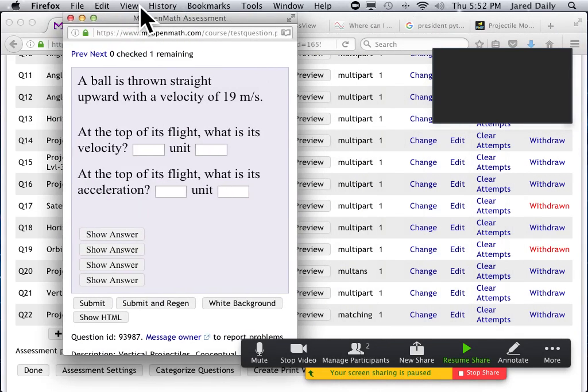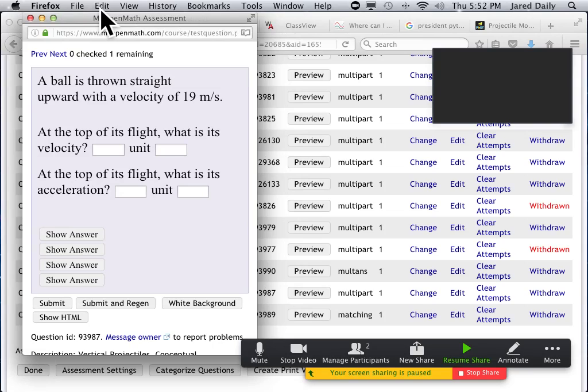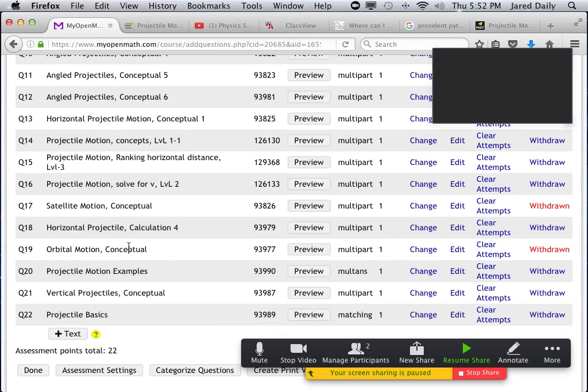So that one, at the top of its flight, its velocity is always 0, right? Upward, yep. And then at the top its acceleration is constant, isn't it? What is the constant acceleration? It'd be negative 9.8 meters per second squared. Yep. Because in projectile motion, your acceleration is always negative 9.8 meters per second squared, right? It's always the same. Never changes.